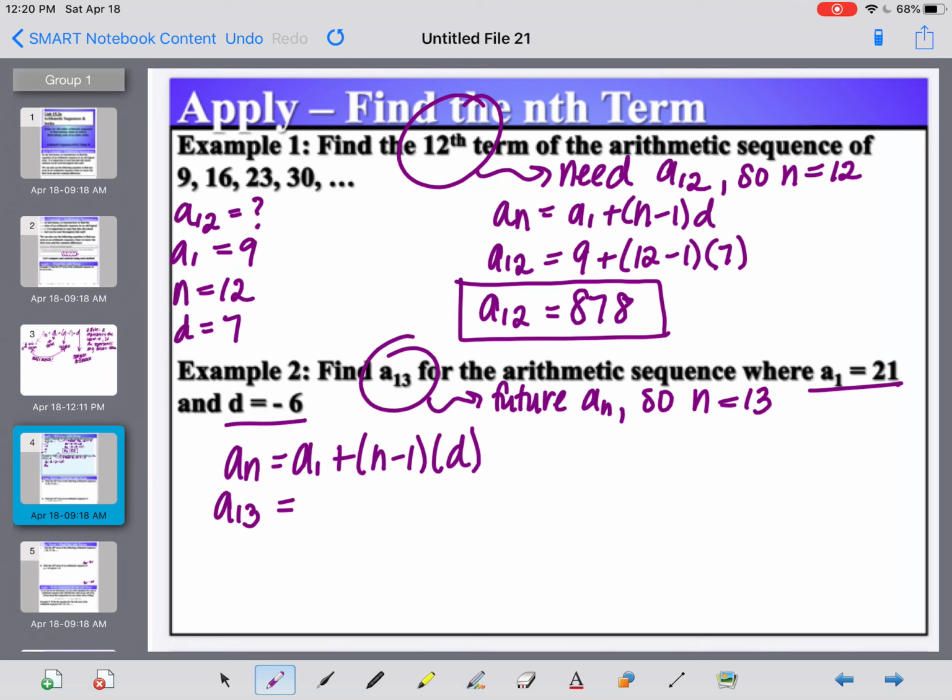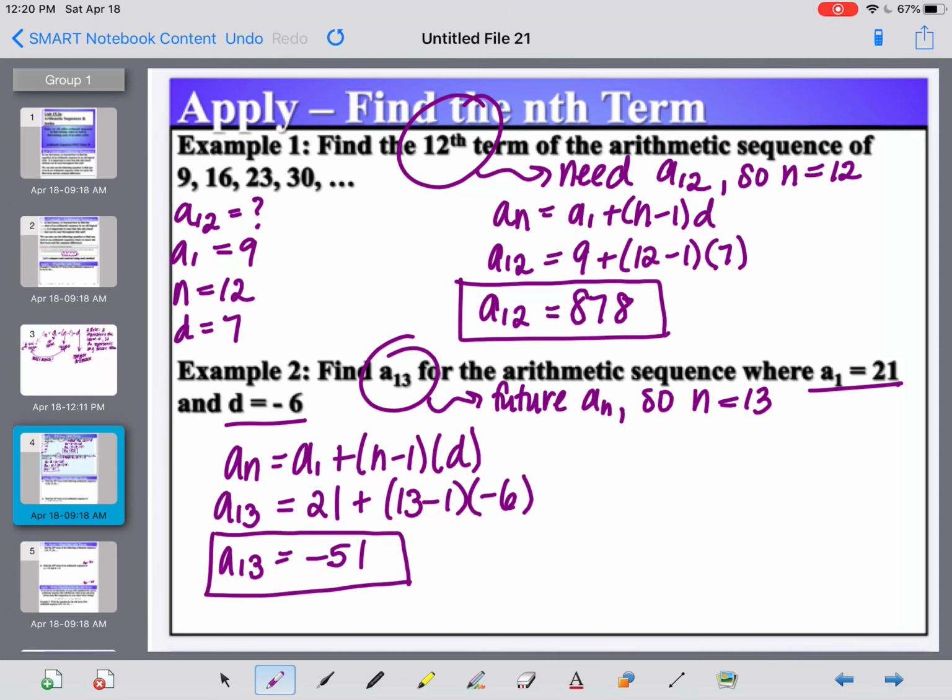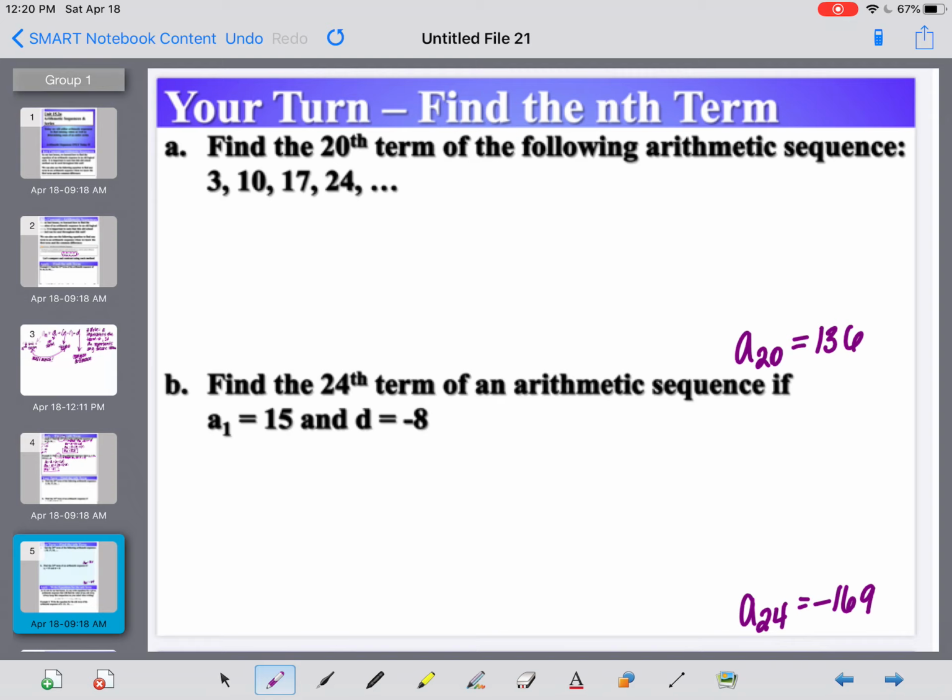So we know we're looking for a sub 13. First term is 21. There are 13 terms in the sequence, and my common difference is -6. Again, plug that all into your calculator exactly as it appears, and we find out that the 13th term should be -51. So right now you want to pause your video and try to work out these two examples. When you're done, the answers are written on the bottom. All of the worked out work for these can be found in the written completed guided notes that are posted on Google Classroom.